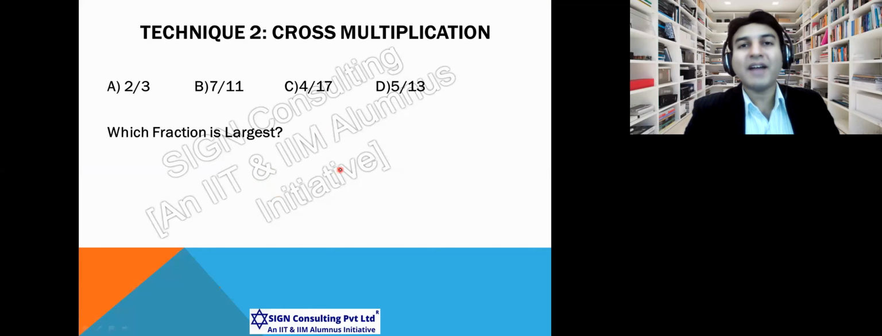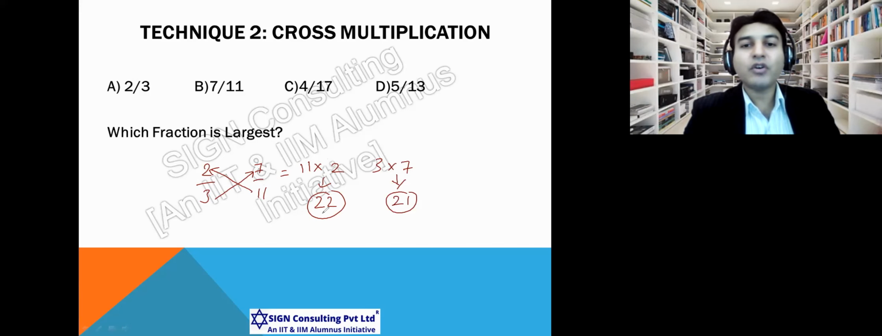So what do we do? Now I have to find out which fraction is the largest. Okay, so let me take the first 2 options, that is 2 by 3 and then 7 by 11. So what I do is I cross multiply. I have to cross multiply. Fine. So 11 into 2 gives me 22. 3 into 7 gives me 21.